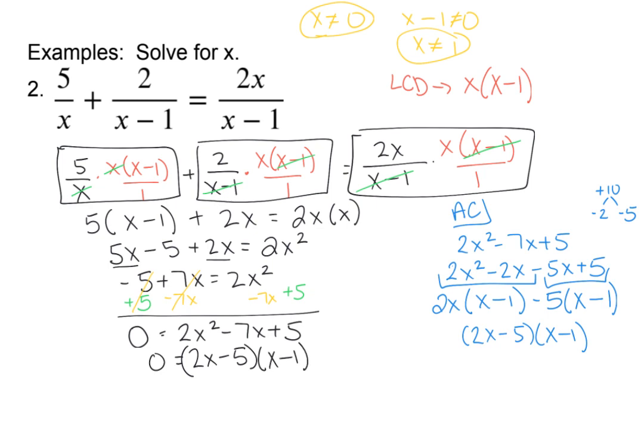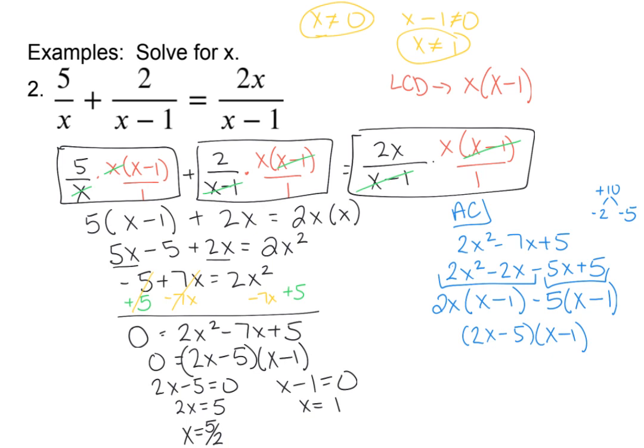Once we have it factored, we are going to set each of those equal to 0. So we've got 2x minus 5 equals 0 and x minus 1 equals 0. To get x by itself, I'm going to add the 5 and then divide by my 2. And so I got 5 over 2. Over here, I'm just going to add the 1. And I got 1. So my answers are 5 over 2 and 1.